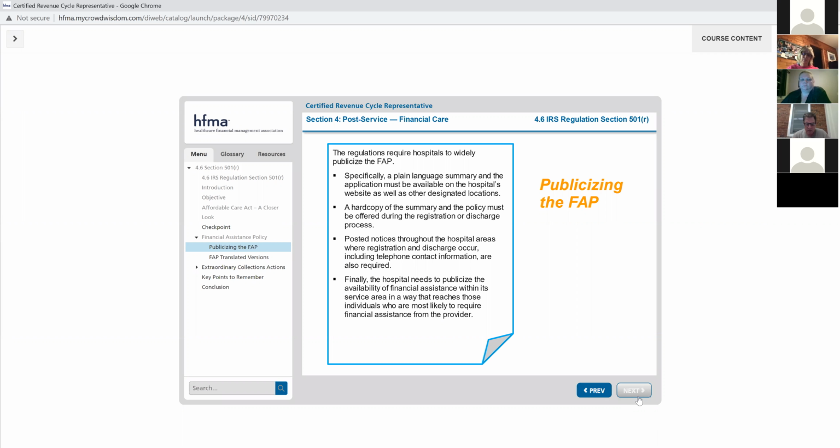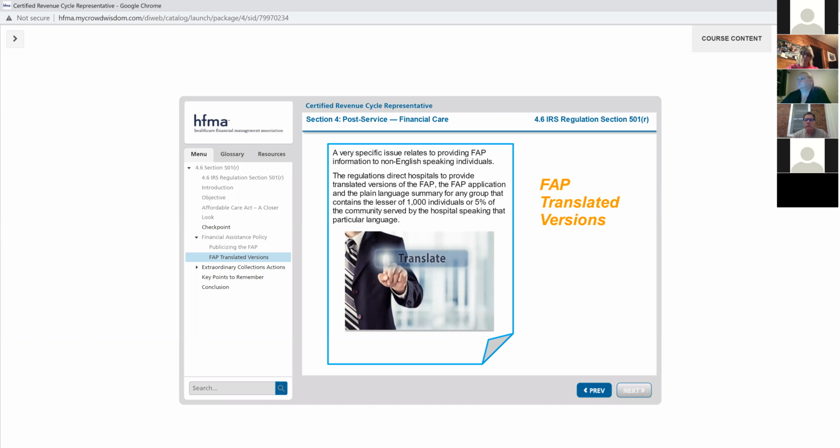It also has to be in various languages. And so if you have a population in your catchment area that services a number of patients that's either at least or lesser than 1,000 individuals or 5% of the community. So if you're in an Asian community that takes in more than 5% of that population, you must have your policy in their native language.